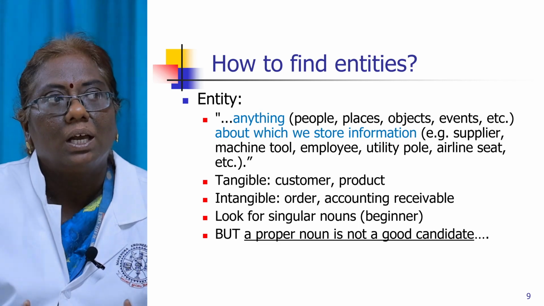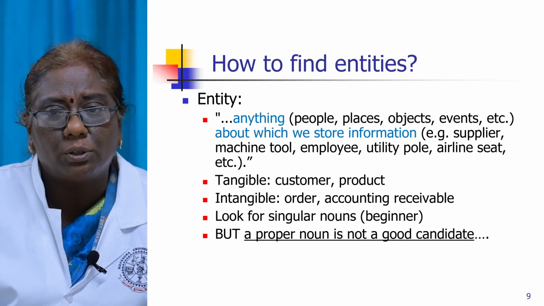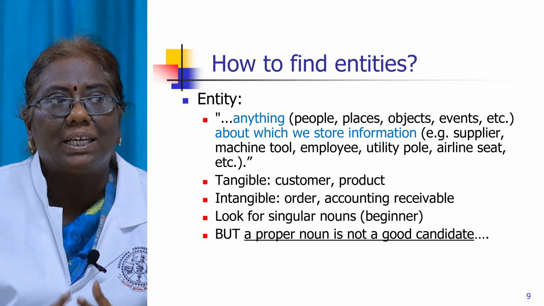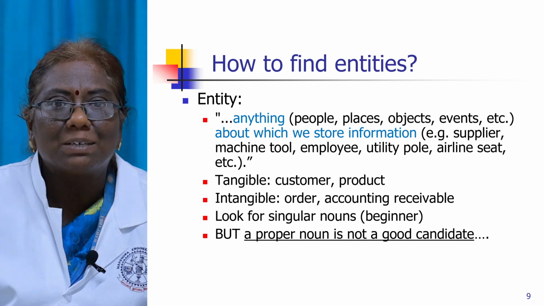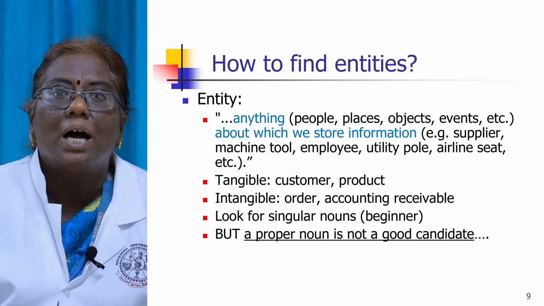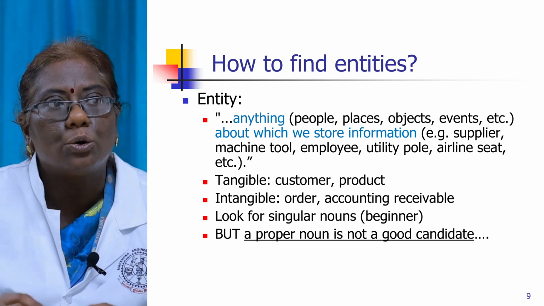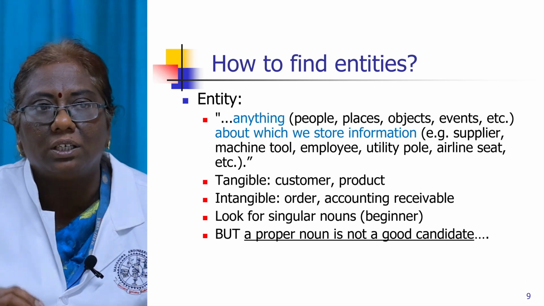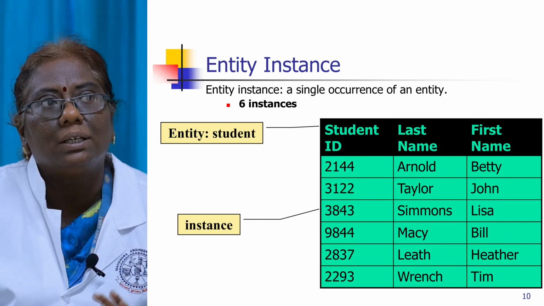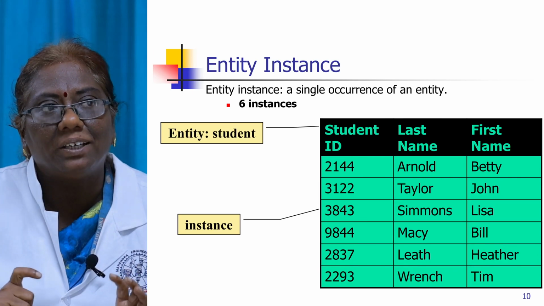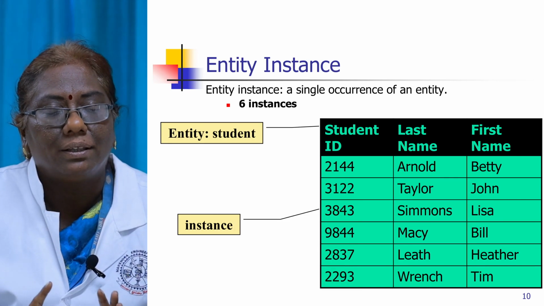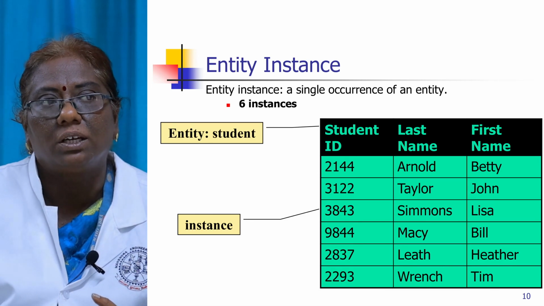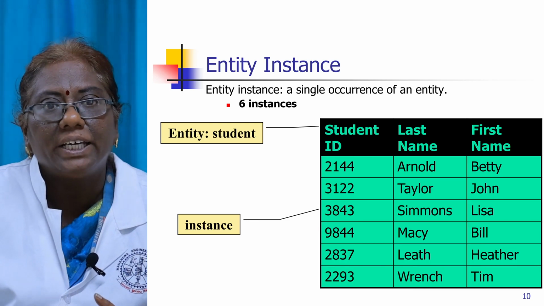So what is an entity? An entity is something from the real world. It can be a person, a place, an object or an event, and it is always capable of storing information. Normally it can be of two categories, tangible or intangible. Tangible means, for example, a customer or product, real-world entities. Intangible means, for example, an order or accounts receivable, basic objects like that. Normally we look for a singular noun for representing entities. This is a sample diagram that shows the entity table. The entity table has three columns: student ID, last name and first name, and each row is called an instance of the entity, or entity instance.